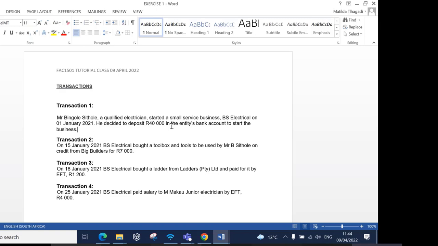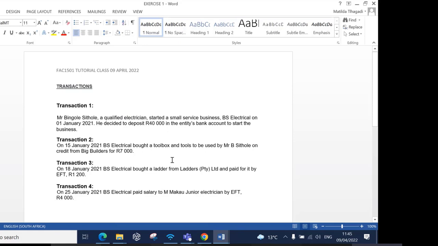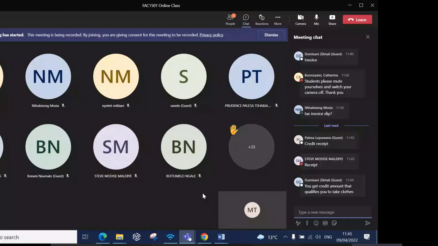You get credit. So there must be an agreement, and also on a 15 board toolbox, there must be an agreement and a tax invoice for that 7,000. So there must be a credit agreement that you entered into between you and Big Builders, that you will be paying this amount, let's say for example, for the next 24 months or 36 months, and maybe you're agreeing to pay every month according to the credit agreement that you entered into. So there should be a credit agreement. There should be a tax invoice for transaction number two.